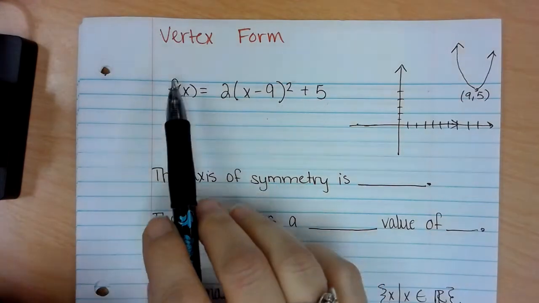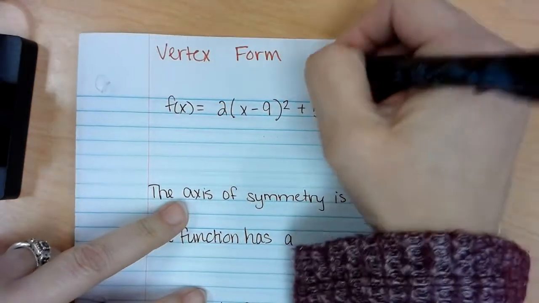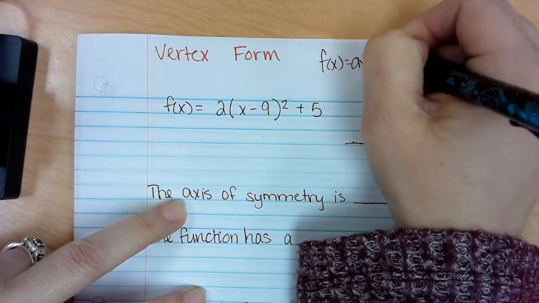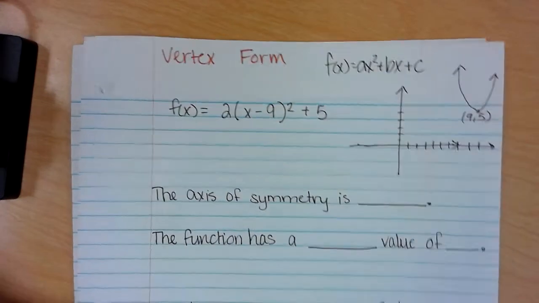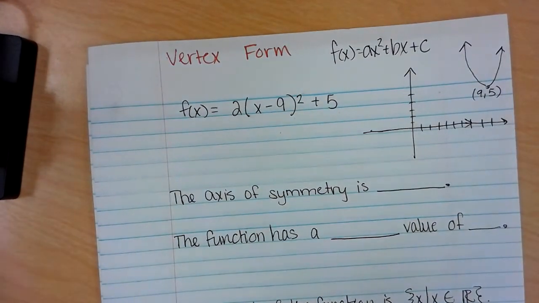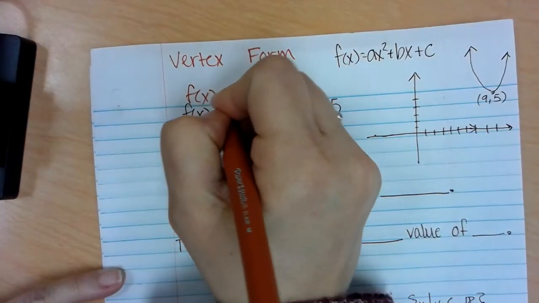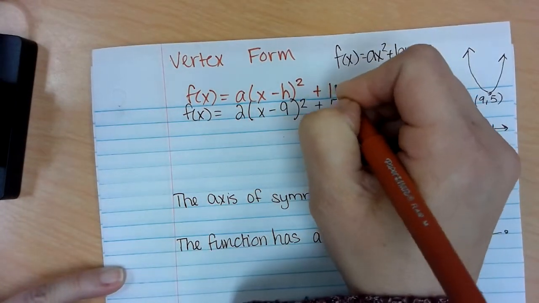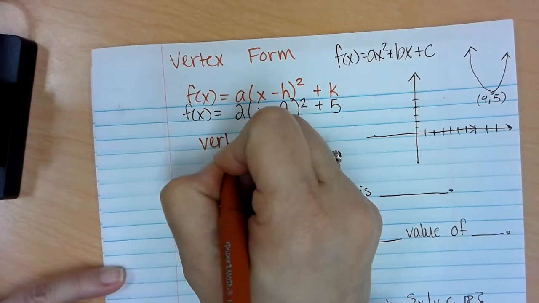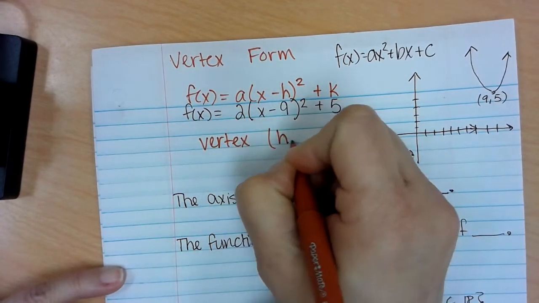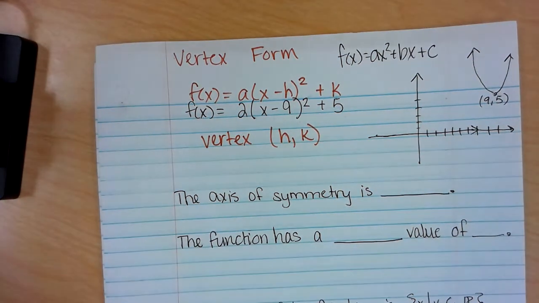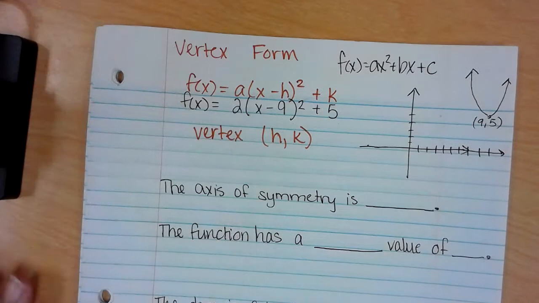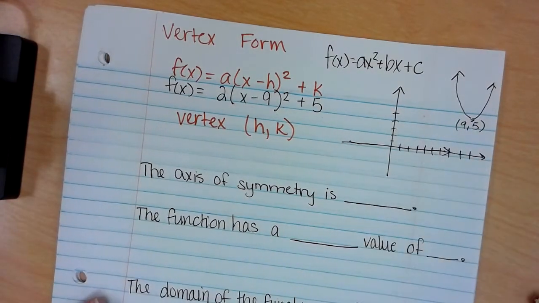functions. There's the standard form, which is f of x equals ax squared plus bx plus c. And then there is the vertex form, which is f of x equals a times (x minus h) squared plus k, where the vertex is (h, k). And so we're going to use the vertex form to be able to identify the key components of this particular quadratic.